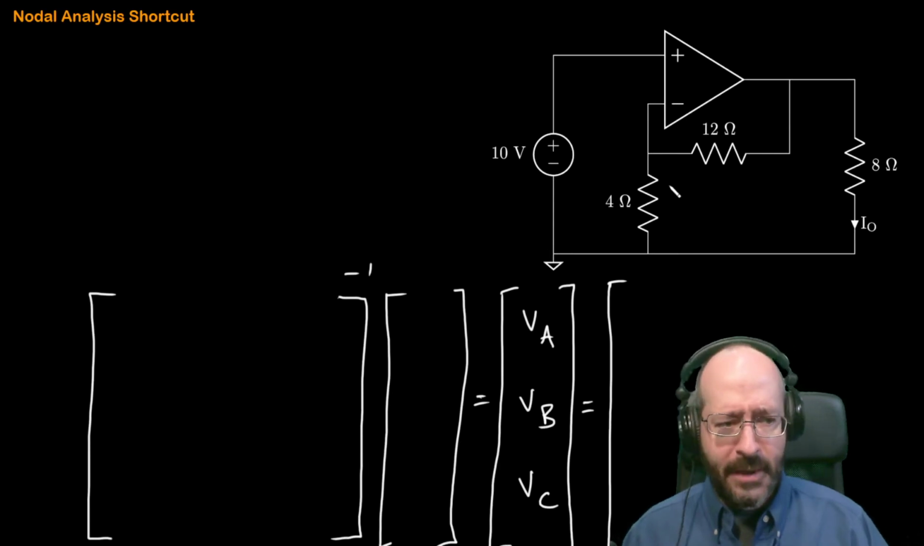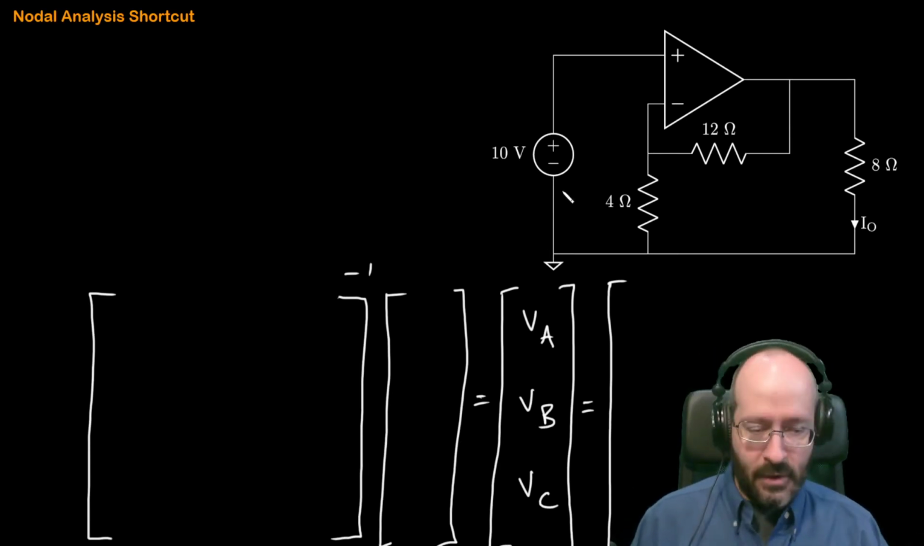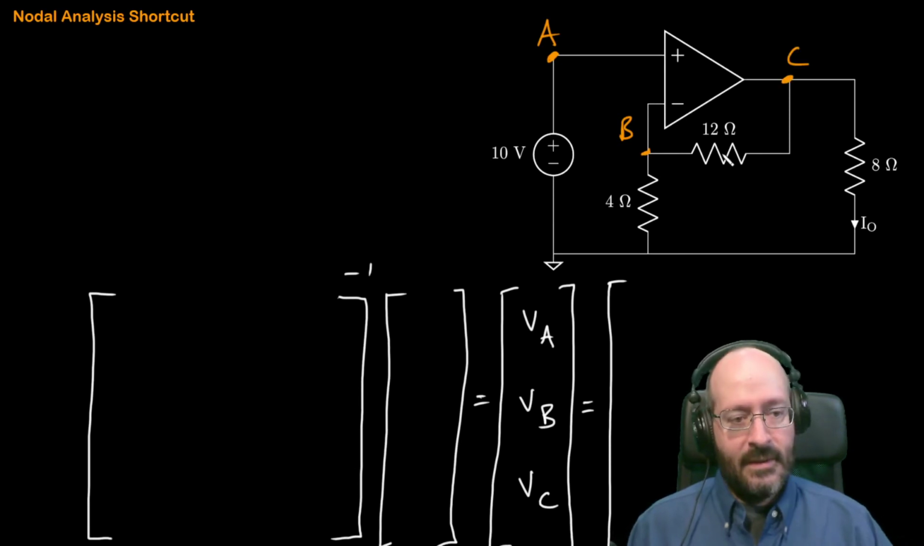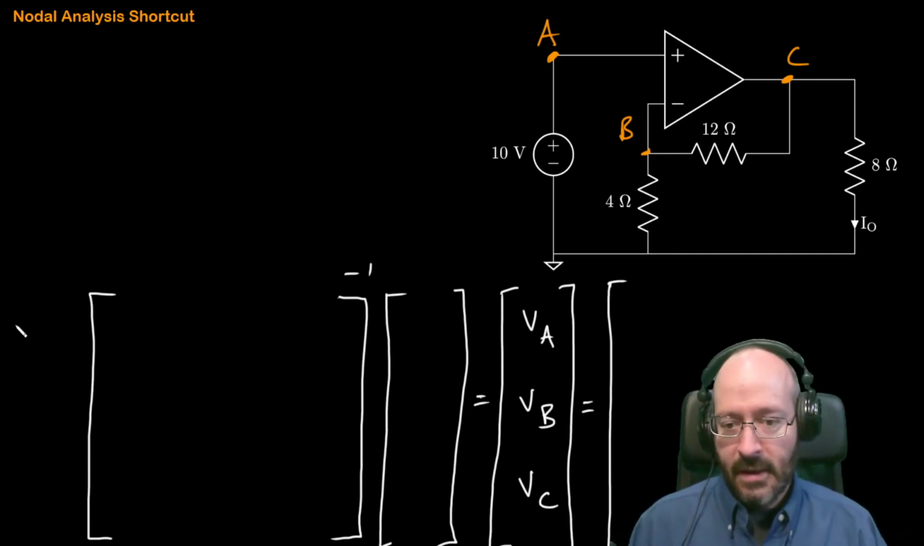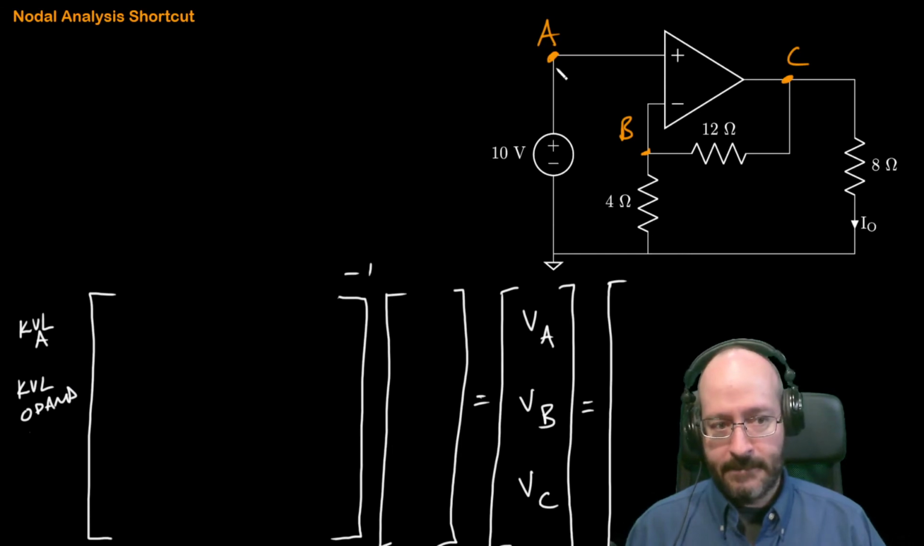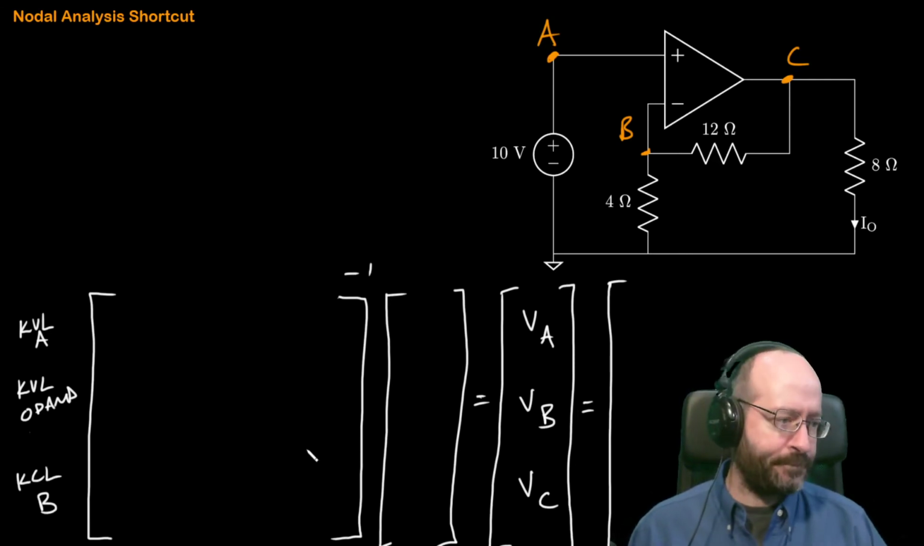Forgive me. Okay, so we've got to look for our unknowns. We have our unknown node voltages A, B, and C. We can label those like that, and then we have to make our plan like we've done in the past. I see a voltage supply, so I'm going to write a KVL for node A. I see an op-amp, so I'm going to write a KVL for the op-amp. And then I have to avoid this one, and this one. So that leaves me with B again, so I'm going to write a KCL for B. Okay, so I have my plan.